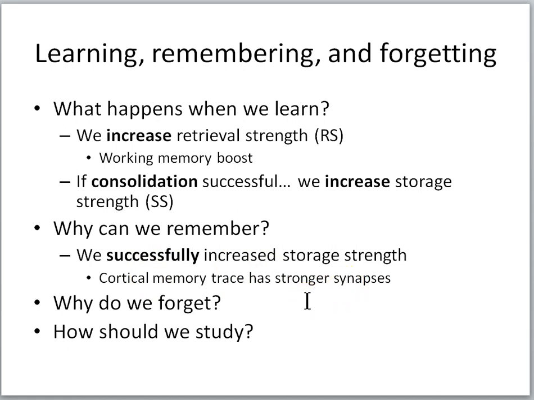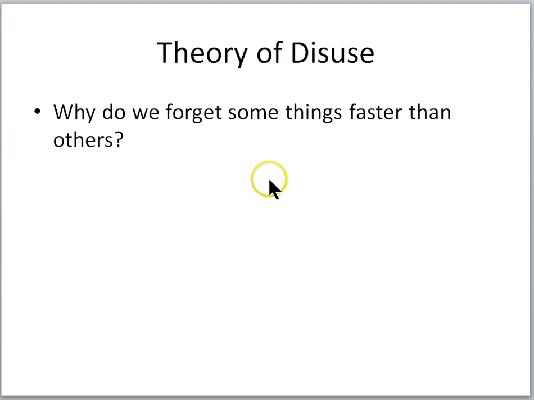In this final lesson then, we'll tackle the question, why do we forget, and what does this all mean for study strategies? We're going to introduce another concept called the theory of disuse. Why do we forget some things faster than others? Well, psychologists have postulated an interesting relationship between storage strength and retrieval strength. And we can see it in the following graphs.